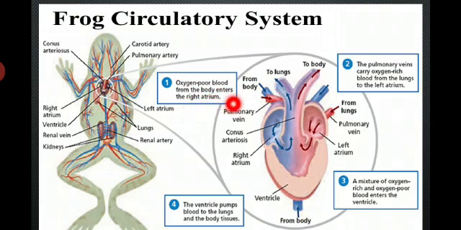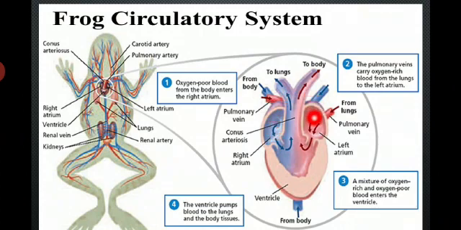This is very important, you know. This is the right side atrium. The right side atrium collects deoxygenated blood, that is, blood with a lesser amount of oxygen, collected from the various organs of the body. So this blood is drained into the right side atrium.